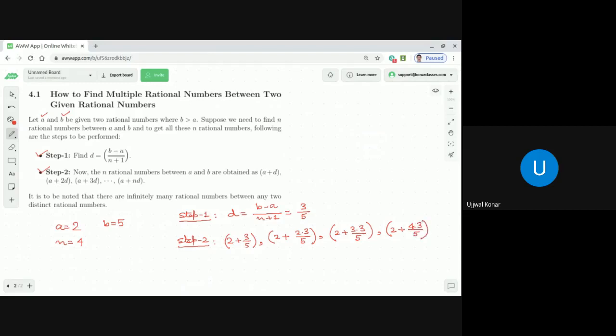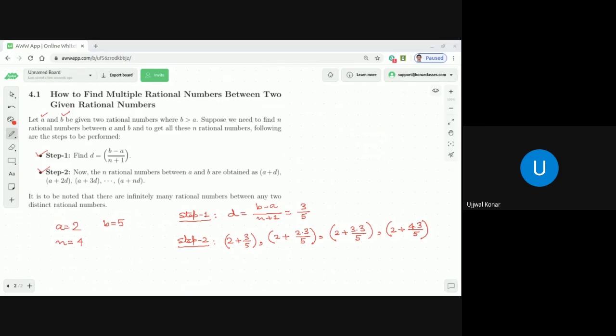Correct? So these are the 4 rational numbers. That means 2 plus 3 by 5, 2 plus 6 by 5, 2 plus 9 by 5, and 2 plus 12 by 5. Correct? So these are the steps to be followed to find the rational numbers between 2 rational numbers A and B. I hope things are clear, dear students, and we can proceed to the next one.